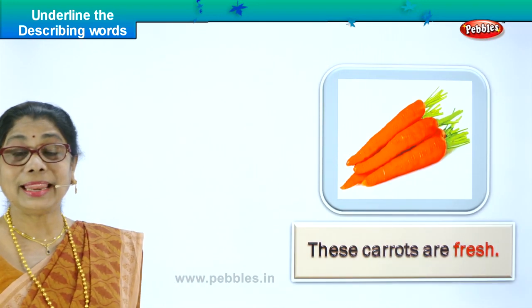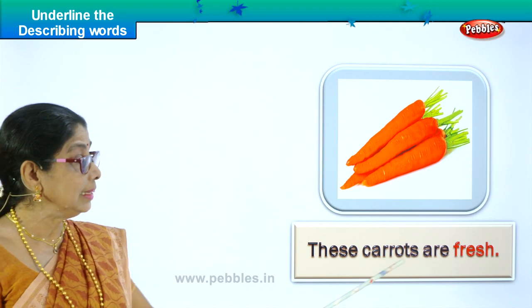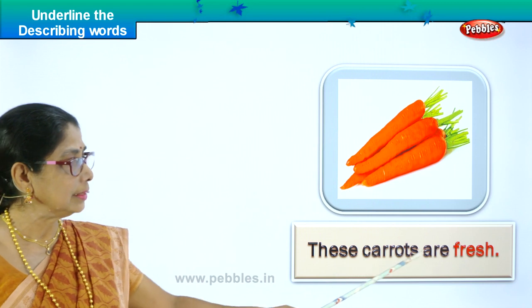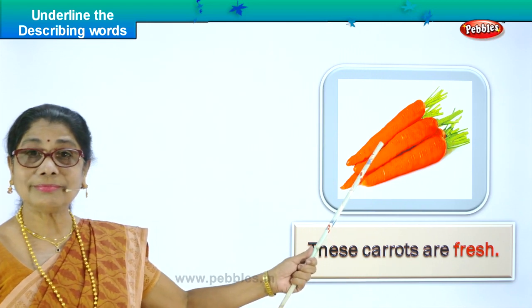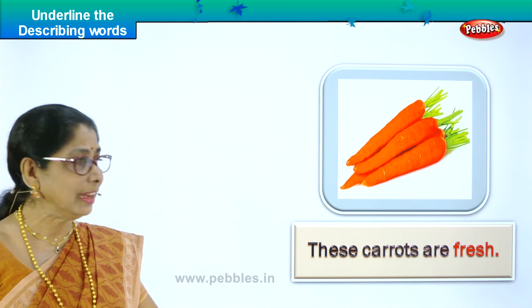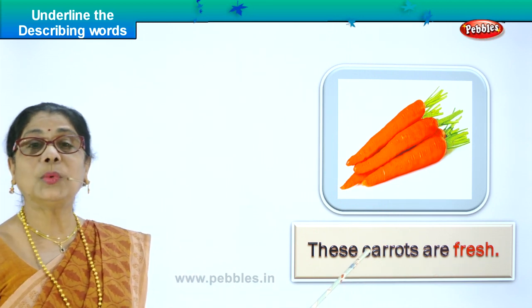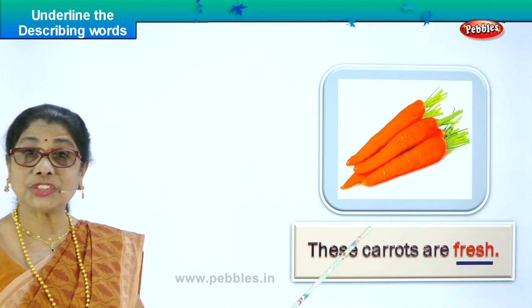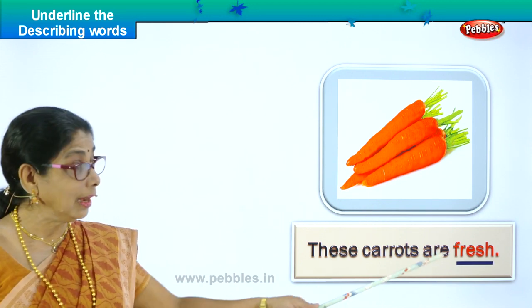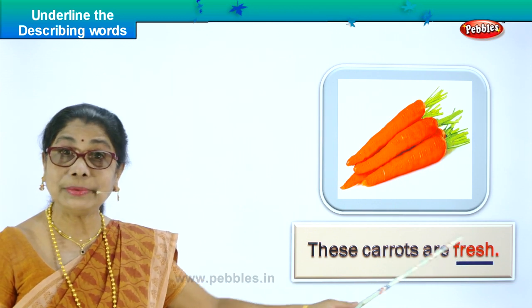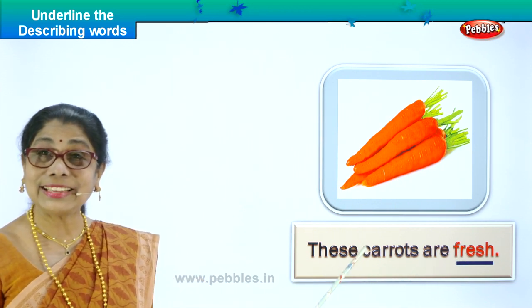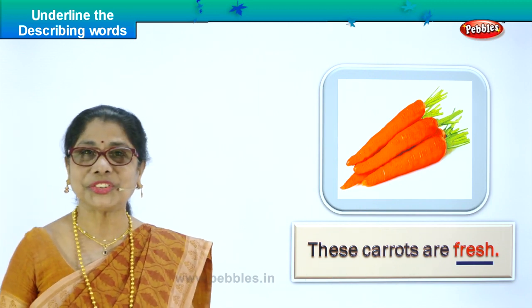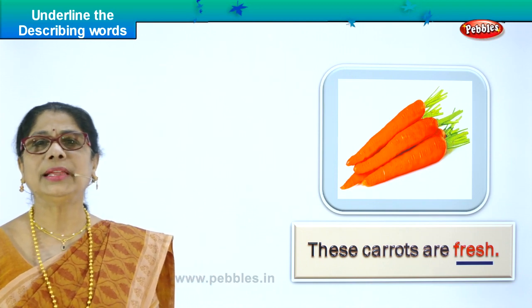Look. Lovely, juicy carrots. These carrots are fresh, straight from the field. These carrots are fresh. What is the word describing the carrot? Fresh. So the word fresh describes what kind of carrots. The carrots are fresh, not old or rotten. We underline the word fresh because that describes the carrot. These carrots are fresh. Read the sentence with me. These carrots are fresh. Good. Did you enjoy the exercise?